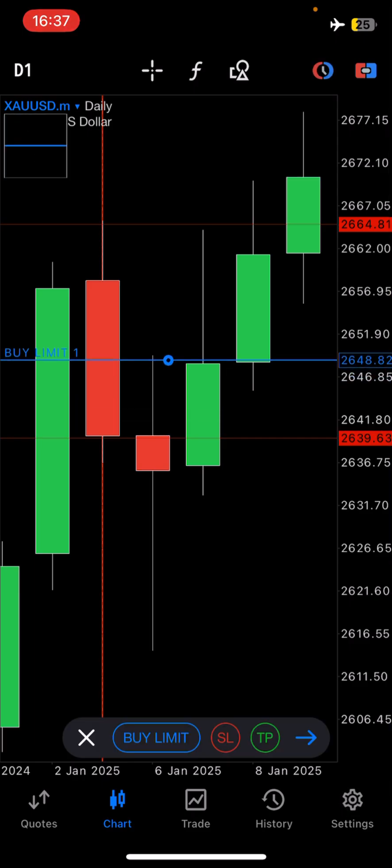We buy at the opening. You're going to have to set an alarm to wake up for the opening price. You have to find out what time the new candle opens.